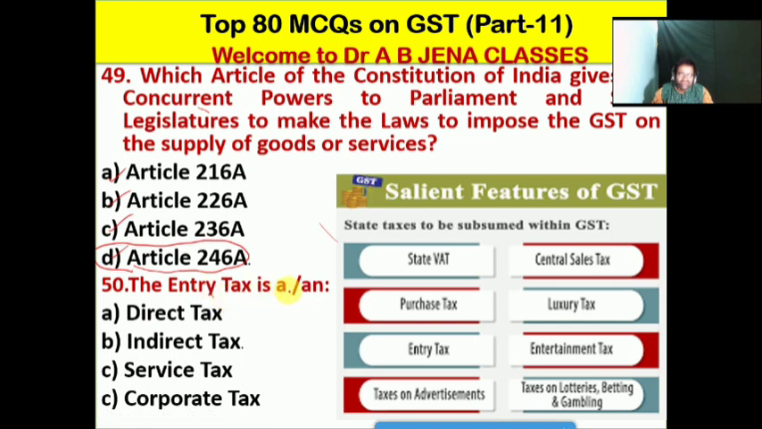Next, entry tax is which type of tax? Whether A it's a direct tax, B an indirect tax, C a service tax, D a corporate tax. No doubt friends, it's an indirect tax. Now some salient features of GST. The state taxes that have been subsumed with GST are state VAT, purchase tax, entry tax, taxes on advertisement, then the central CST, central sales tax, then luxury tax, entertainment tax, and taxes on lotteries, betting, and gambling.